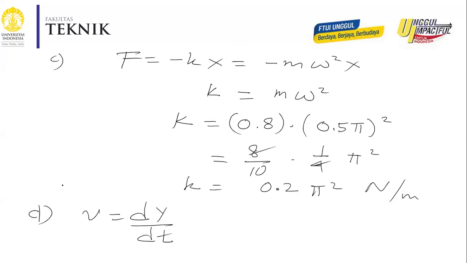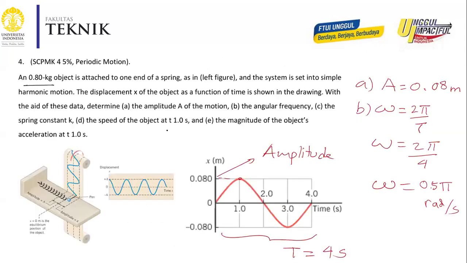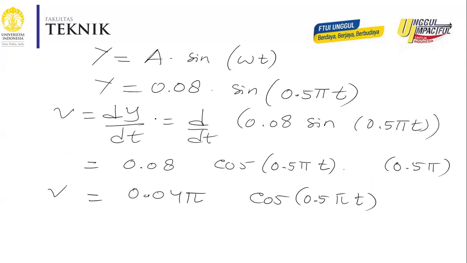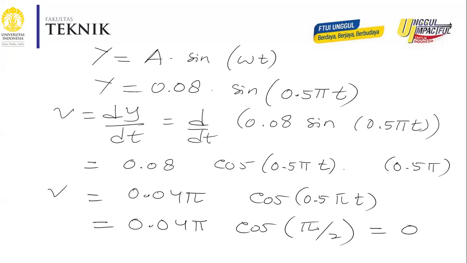Because we need to find the speed at 1 second, so at 1 second it is cos of 0.5 pi, right? Cos pi divided by 2. So what is the answer? It is 0. Why 0? Because cos pi per 2, cos 90 degrees, is equal to 0, right? So this one is 0 meter per second.